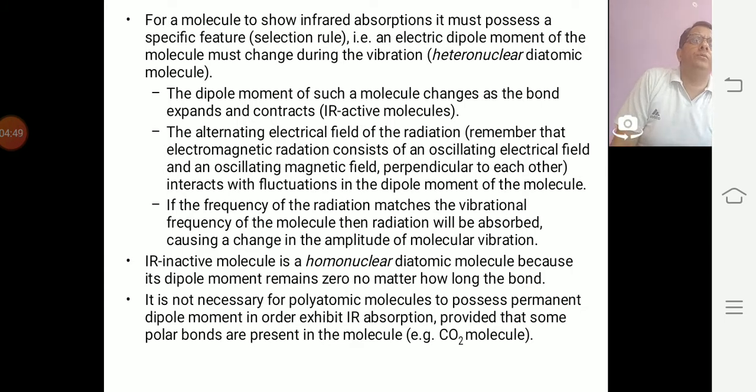An IR inactive molecule is a homonuclear diatomic molecule, because its dipole moment remains zero no matter how long the bond. For example, O2, N2, Cl2, Br2, etc. And it is not necessary for a polyatomic molecule to possess a permanent dipole moment in order to exhibit IR absorption, provided that some polar bonds are present in the molecule. For example, the CO2 molecule, which we will discuss later on.